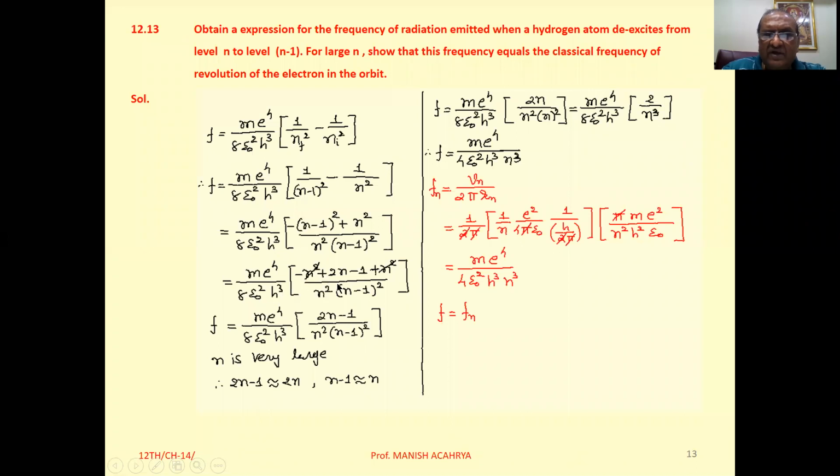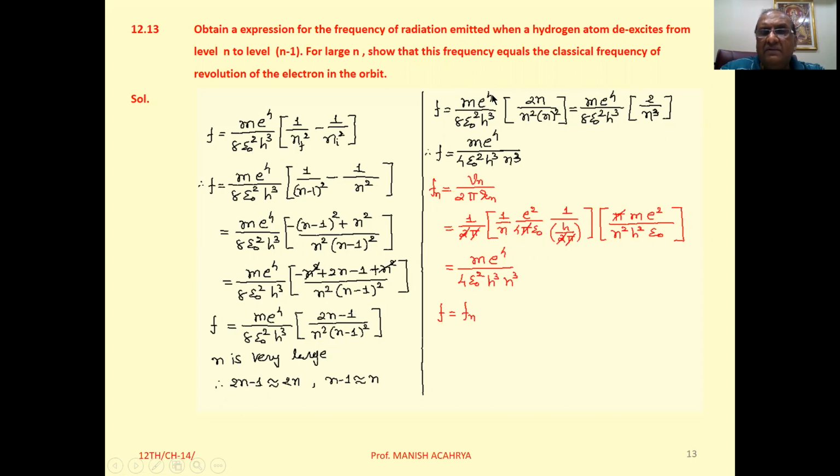Simplify this one: minus n square plus 2n minus 1 plus this n square upon n square into (n minus 1) whole square. So n square cancelled. Again, we can write f equal to me⁴ upon 8 epsilon 0 square h cube into (2n minus 1) upon n square into (n minus 1) whole square. Now here in the question it is given to you for large n. So if n is very large, then 2n minus 1 you can write nearly equal to 2n, and this n minus 1 nearly equal to n. So now replace this 2n minus 1 by 2n and this n minus 1 by n.